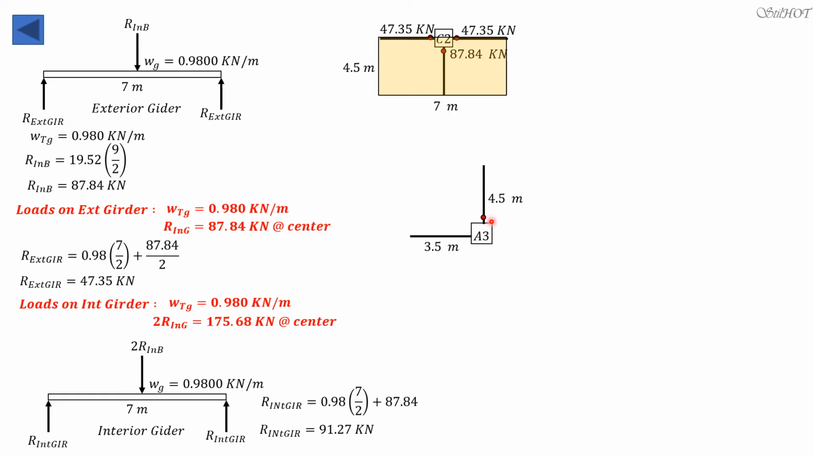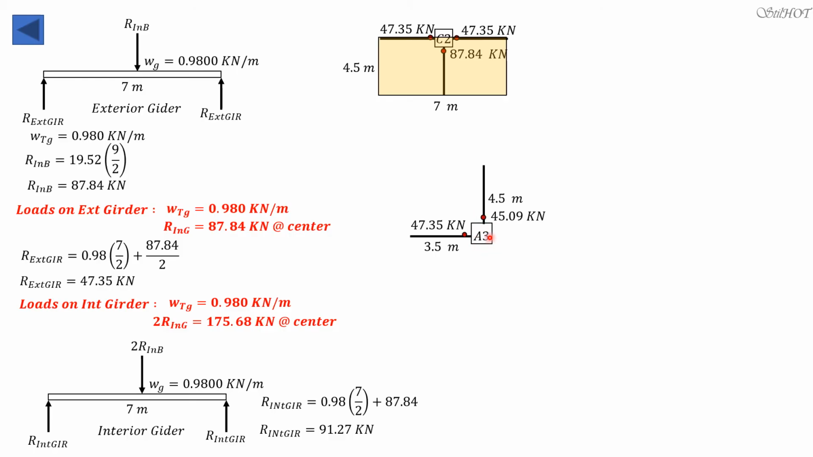So we have here an exterior beam. The reaction at the exterior beam is the load, 10.02 times 9 divided by 2. So 10.02 times 9 divided by 2 is 45.09. This is an exterior girder, so the reaction here is equal to 47.35.